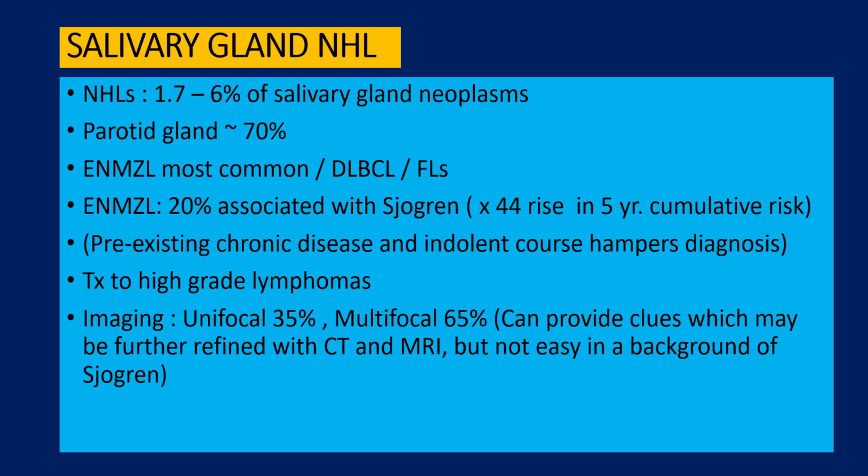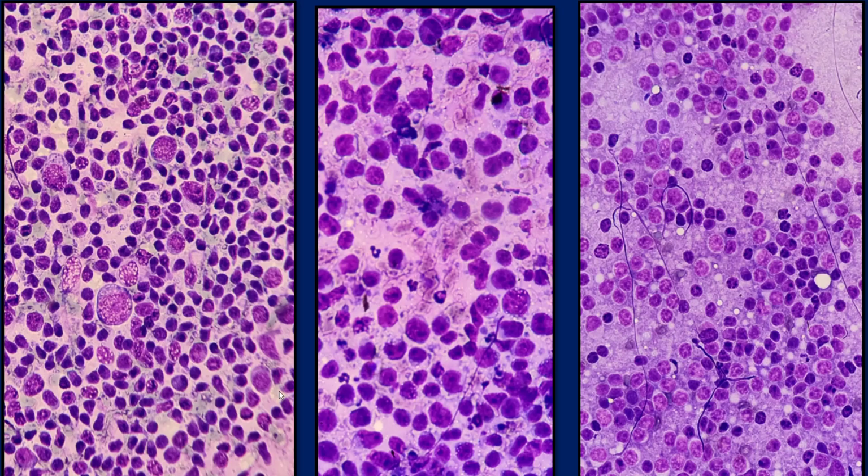On imaging, around 35% is unifocal. It could be multifocal in 65%, which may give you some clues which are further refined with CT and MRI, but this again is not too easy in a background of Sjogren's. So let's look at this triumvirate of slides here. To your left, we have a lesion, you have something in the middle, and you've got something to the right. So let's try and guess what these are.